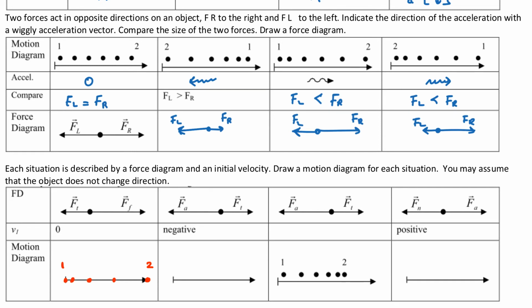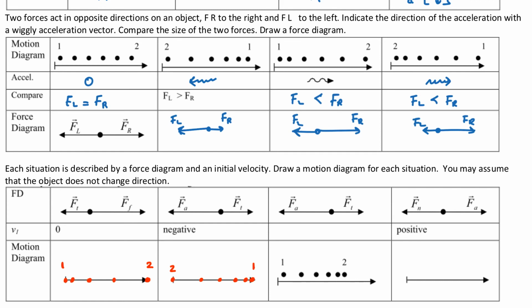Okay, in our next diagram here, we have our initial situation. It's saying that it's moving in the negative direction. So that means initially it's here, and then it's going to end up here because it's moving in the negative direction. Velocity is in this direction. This force is bigger than this one, meaning that the object is accelerating in this direction. And since it's moving in this direction and accelerating in this direction, then it needs to be speeding up. So that means the spacing here needs to get bigger and bigger.